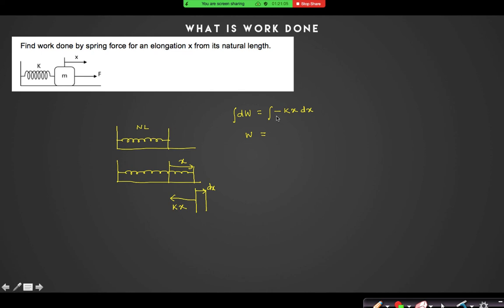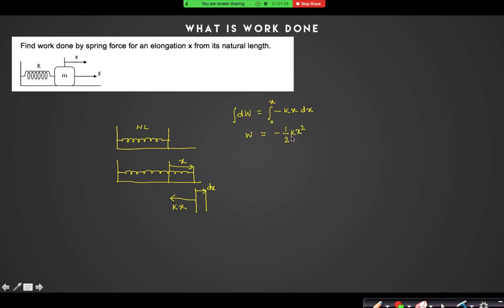So what is the integration of this from 0 to x? Initially, when it was at natural length, what is the elongation of the spring? It is 0. Now it is at x, so the work done is minus of half kx square. Remember, the work done by spring force is minus half kx square.